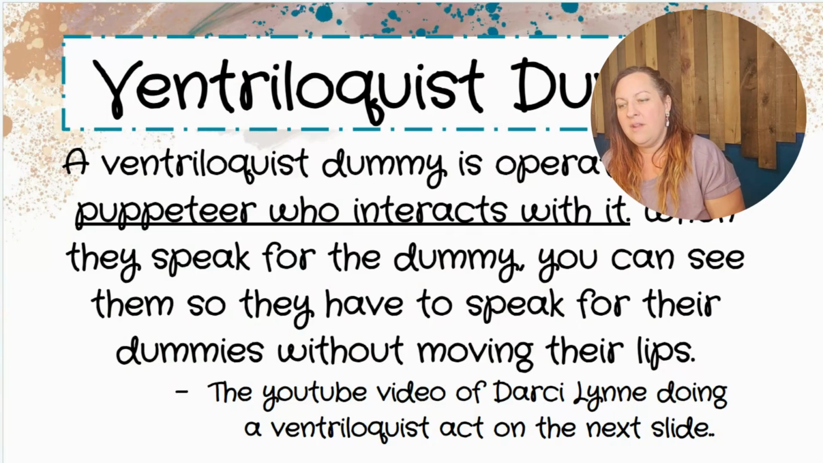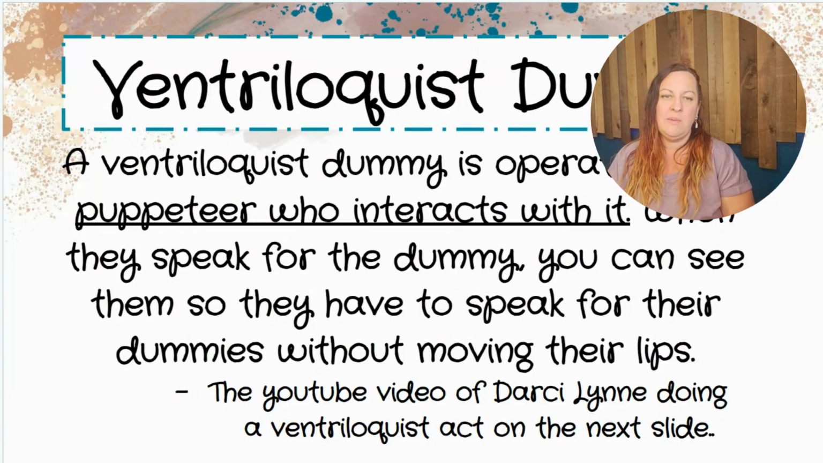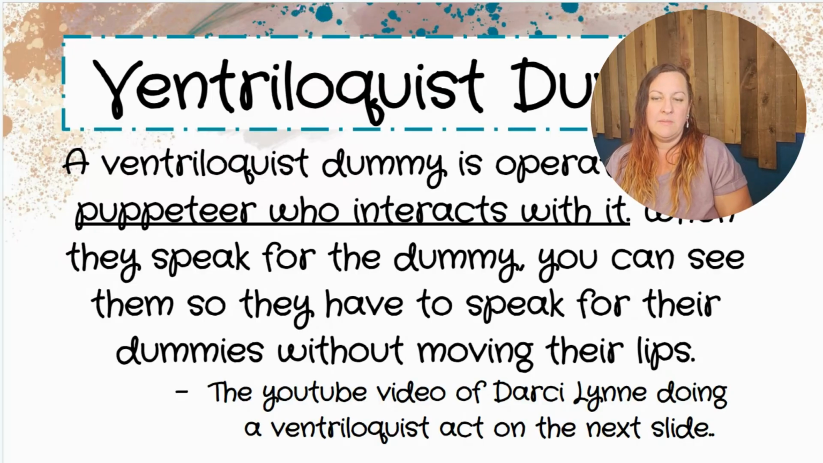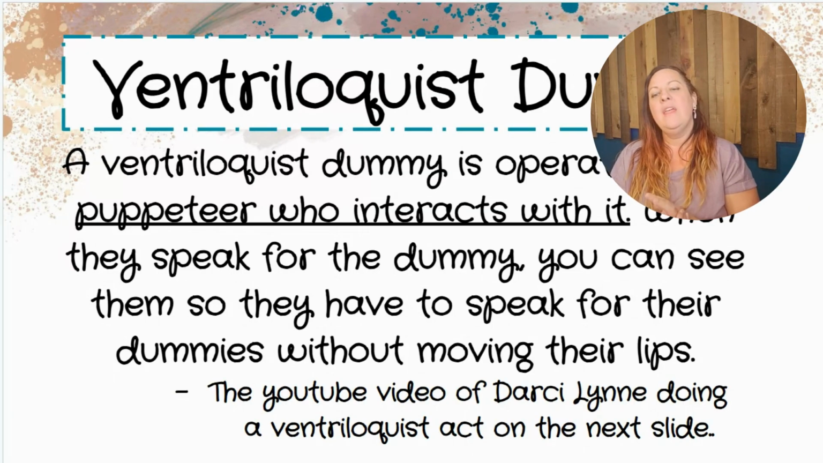And then one of the last ones we do, I think we've got two more, is ventriloquist dummy. So a ventriloquist dummy is operated by a person who interacts with it. They are allowed to use this type of puppet, but that would be when they're in a group by themselves. So when they speak for the dummy, you can see them. So they speak for the dummy without their lips moving. I talked to them about that. I am not good at this. So if they want to choose this one, they need to be able to try it on their own, but I can't really help as much with it. I will do the best I can, but it's not something I'm good at.